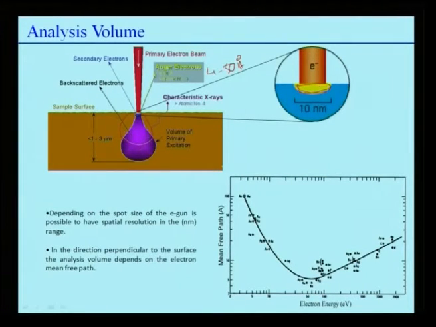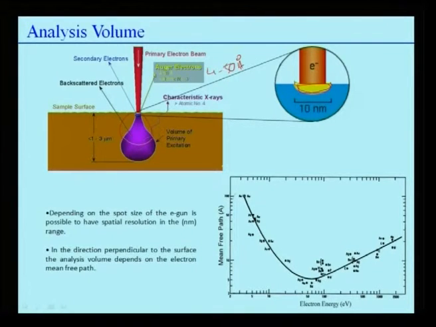Depending on the spot size, and not only spot size but the electron gun, the spatial resolution, spatial meaning this, not the depth but the xy, would depend on it. In the direction perpendicular to the surface, analysis volume depends on the electron mean free path. That is what I have shown. If the mean free path is high, then electrons can generate more Auger. If it is low, then fewer. Mean free path is shown here as a function of electron energy.